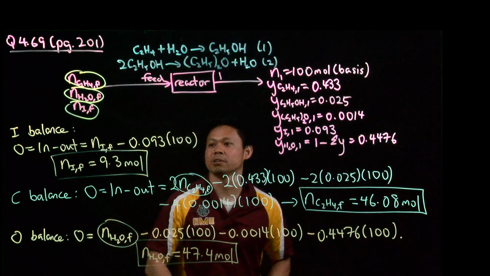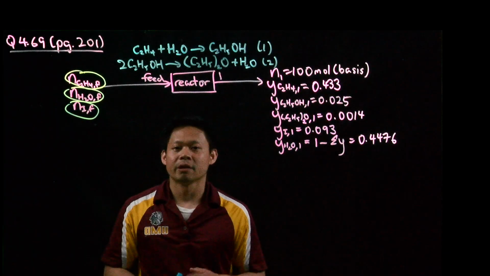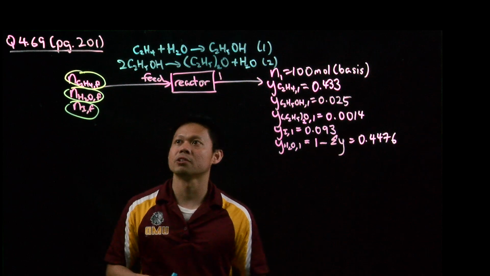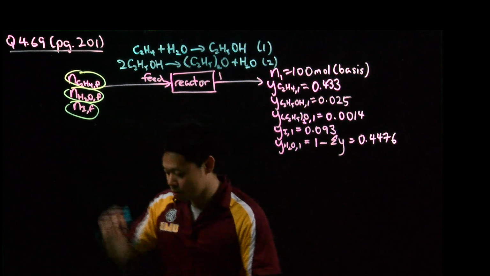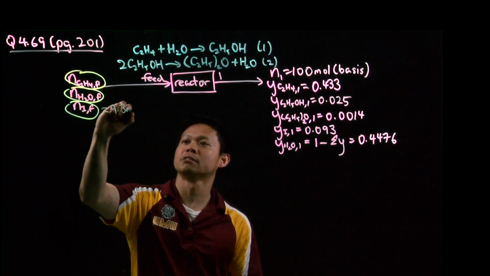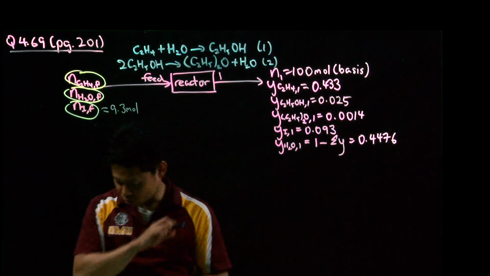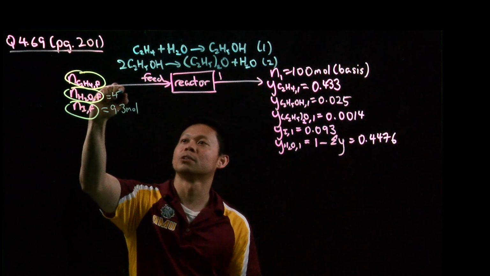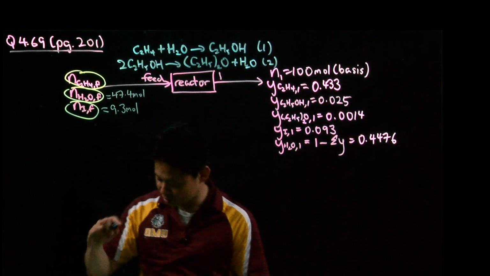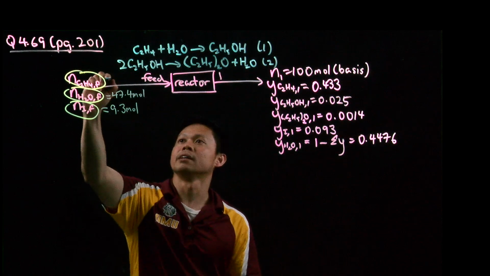We have 47.4 moles. So now that we have solved for all unknowns, we are not done. Remember to always go back to the question and see what needs to be answered. We have solved for these, so let's put it down here. We have 9.3 moles down here. In terms of the water, we have 47.4. And the amount of C2H4 in the feed is 46.08.